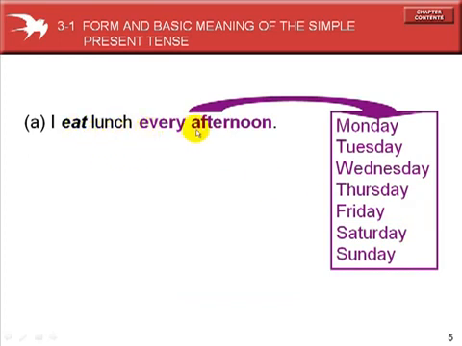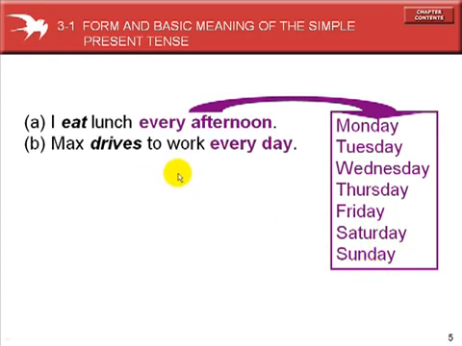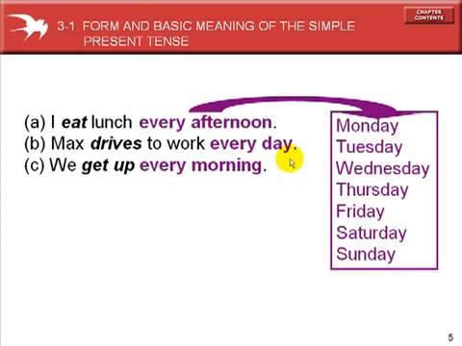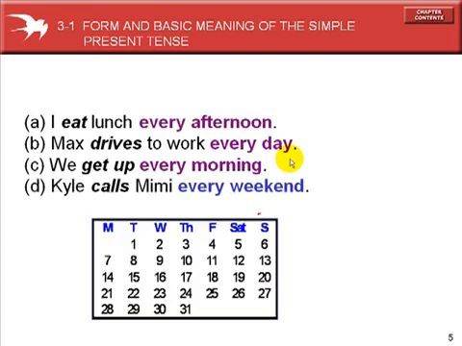I eat lunch every afternoon. Every afternoon means Monday, Tuesday, Wednesday, Thursday, Friday, Saturday, and Sunday. Every day. Max drives to work every day. We get up every morning.